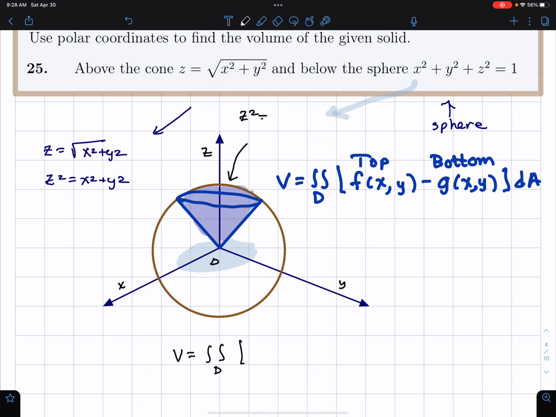Z squared equals 1 minus x squared minus y squared. We'll want to solve for z, and I'll take the square root. Usually I'll do plus or minus. However, since I know I'm only looking at the top part of the sphere, the upper sphere, I'm not going to do plus or minus. So I'll just do that. So that's the top part here. So I have the radical of 1 minus x squared minus y squared.